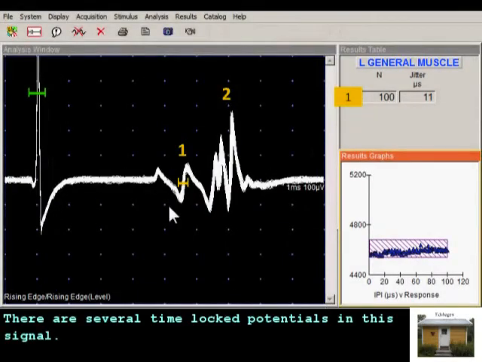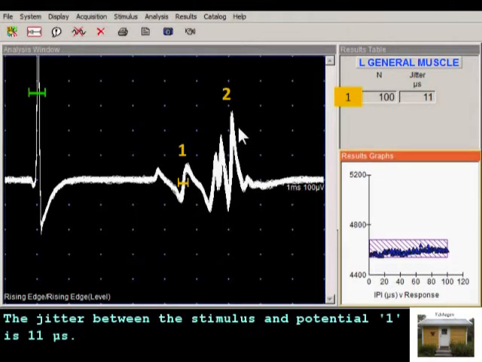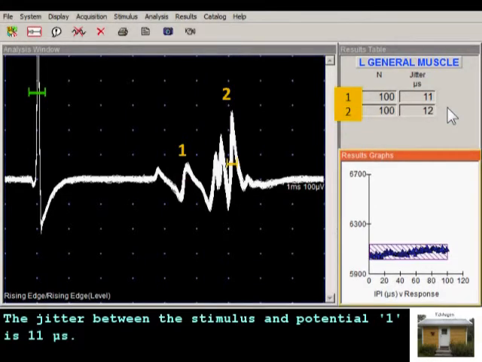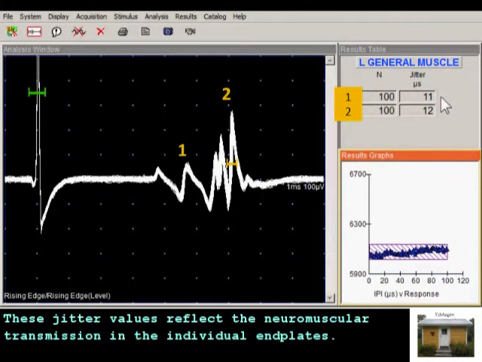There are several time lock potentials in this signal. For analysis purposes, we'll use potentials labeled 1 and 2. The jitter between the stimulus and potential 1 is 11 microseconds. The jitter in potential 2 is 12 microseconds. These jitter values reflect the neuromuscular transmission in the individual end plates.